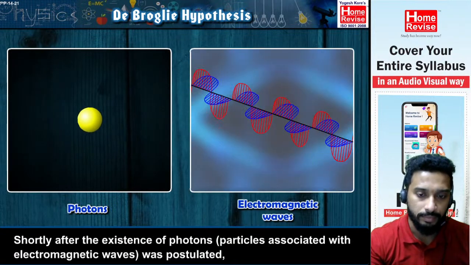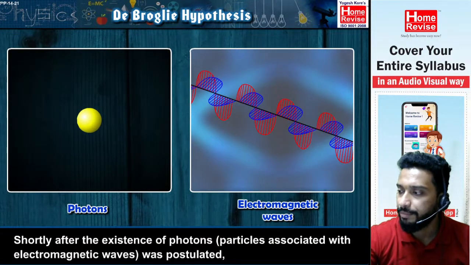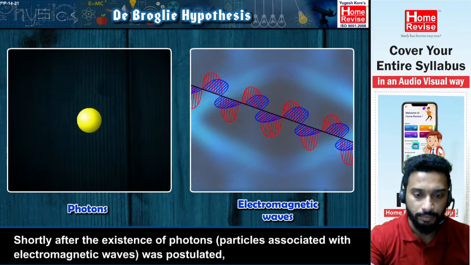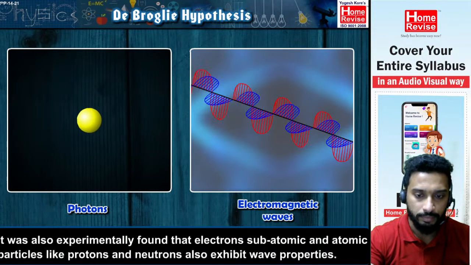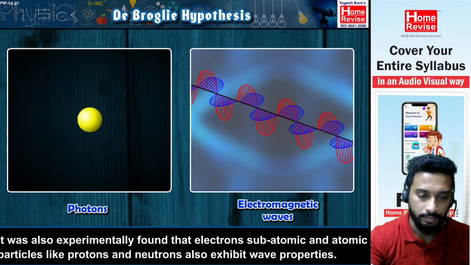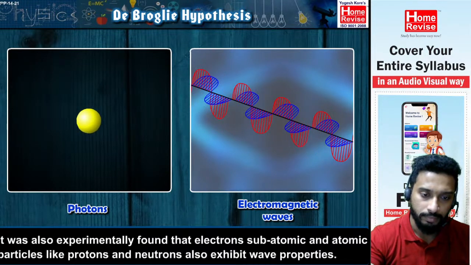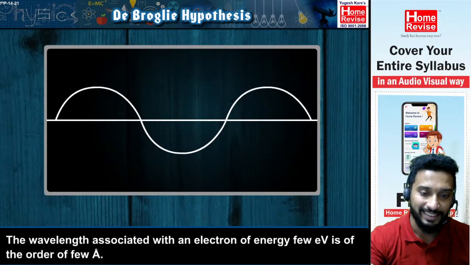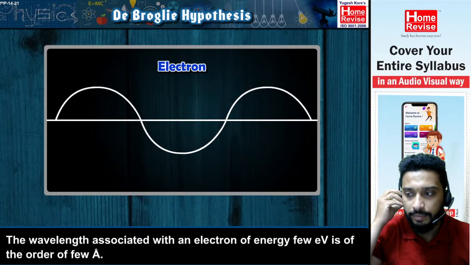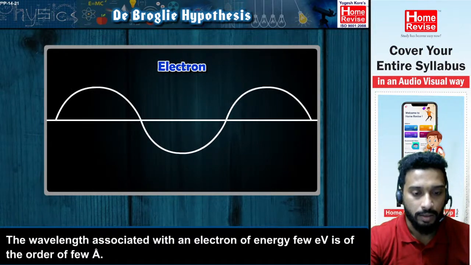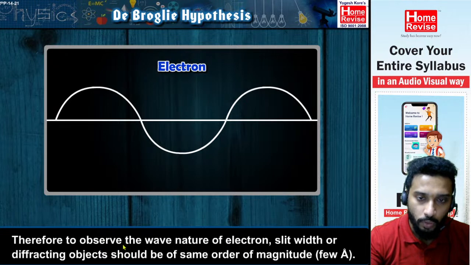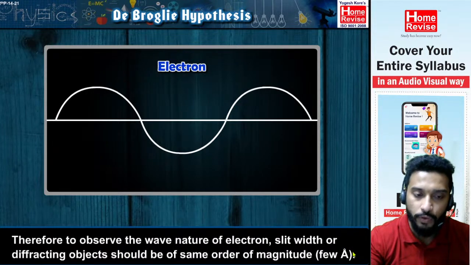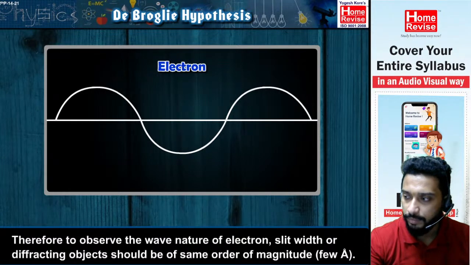Shortly after the existence of the photon, the particle associated with electromagnetic waves, was postulated, it was also experimentally found that electrons, protons and neutrons, subatomic and atomic particles, also exhibit wave properties. The wavelength associated with an electron of energy few electron volt is of the order of few angstrom. Therefore, to observe the wave nature of an electron, the slit width or diffracting object should be of the same order of magnitude, that is of few angstrom.